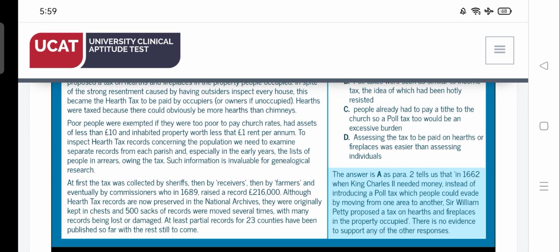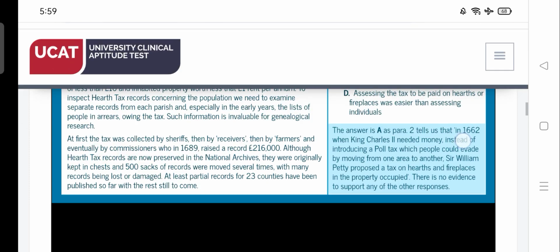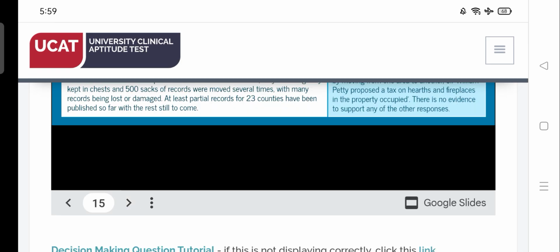The answer is A, as paragraph 2 tells us that in 1662, when King Charles II needed money, instead of introducing a poll tax which people could evade by moving from one area to another, Sir William Petty proposed a tax on herds and fireplaces in the property occupied. There is no evidence to support any of the other responses. So these types of questions are included in the third type.